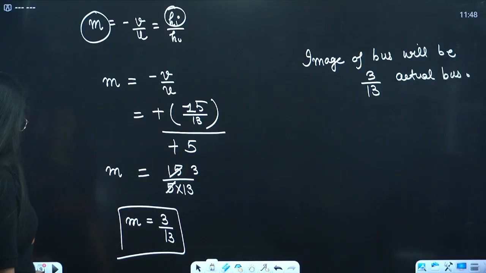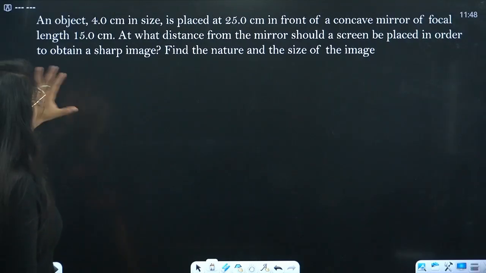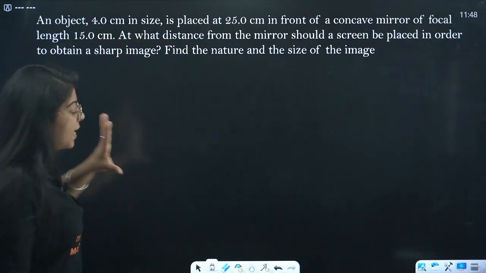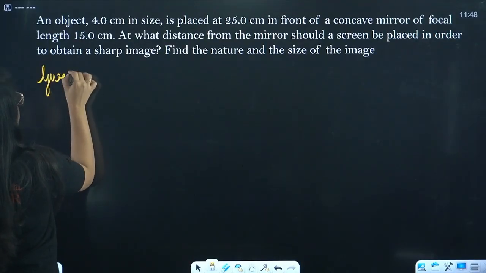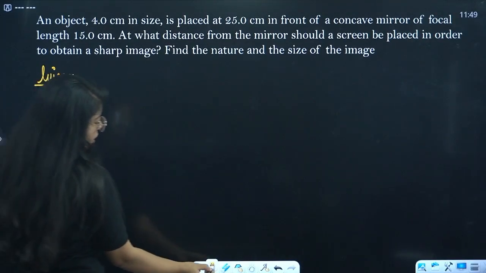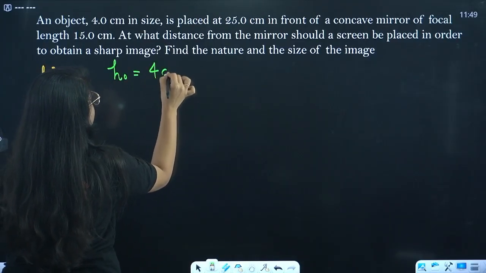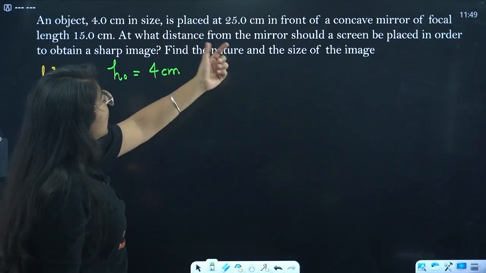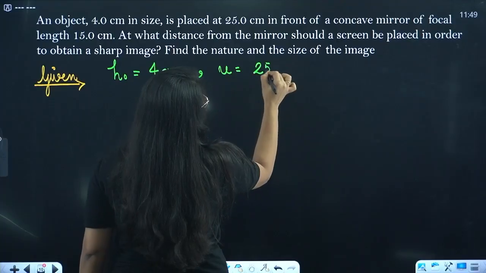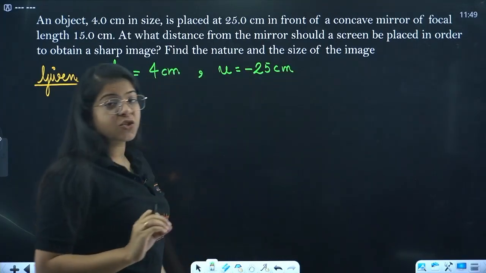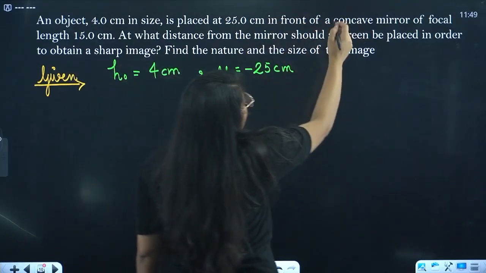Okay beta, next we have a very important numerical again. An object 4 centimeter in size. What do we do? As we read the question, we write it down. So given is an object 4 centimeter in size. So height of object is given as 4 centimeter. Done. Is placed at 25 centimeter. So the object is placed at 25 centimeter. That means U is minus 25 because distance of object is always negative, right? In front of a concave mirror.